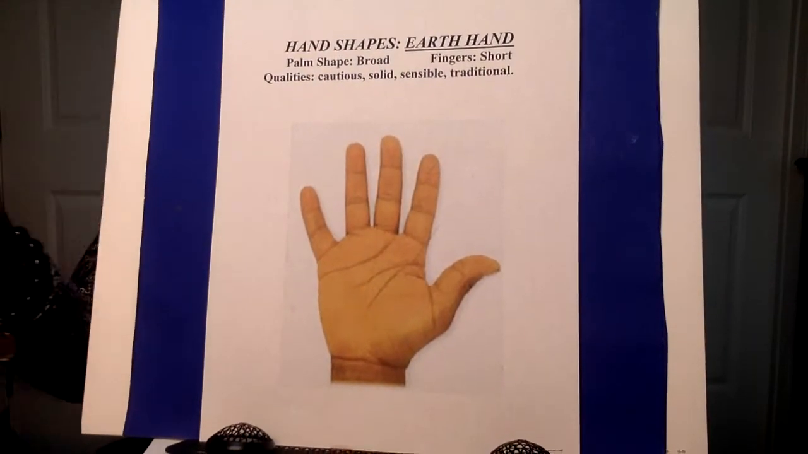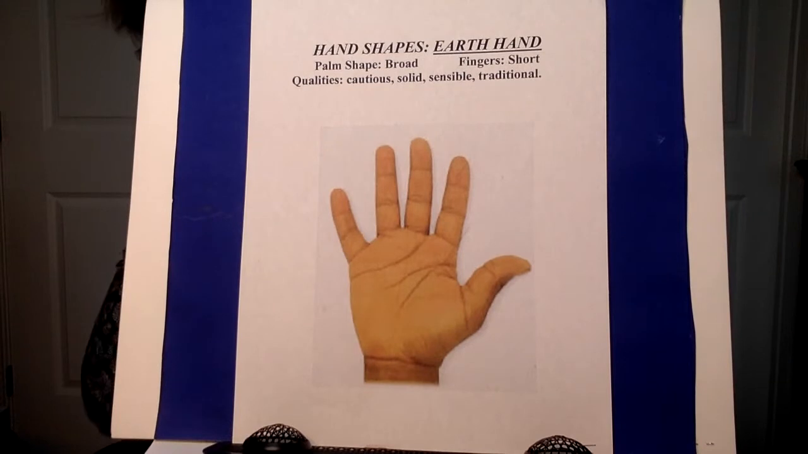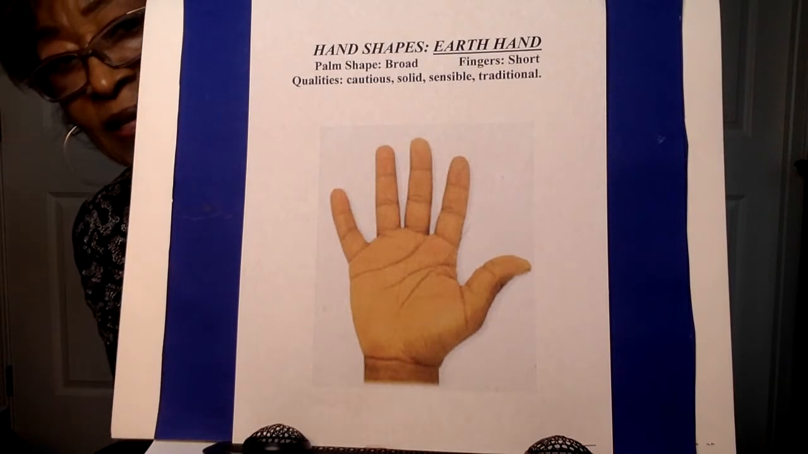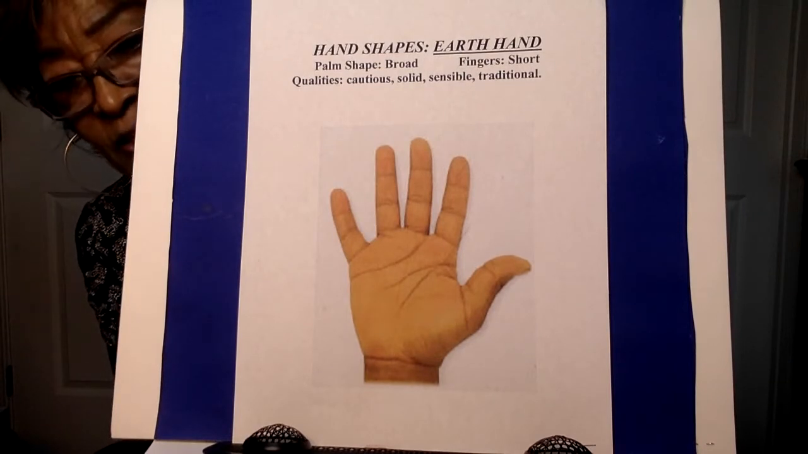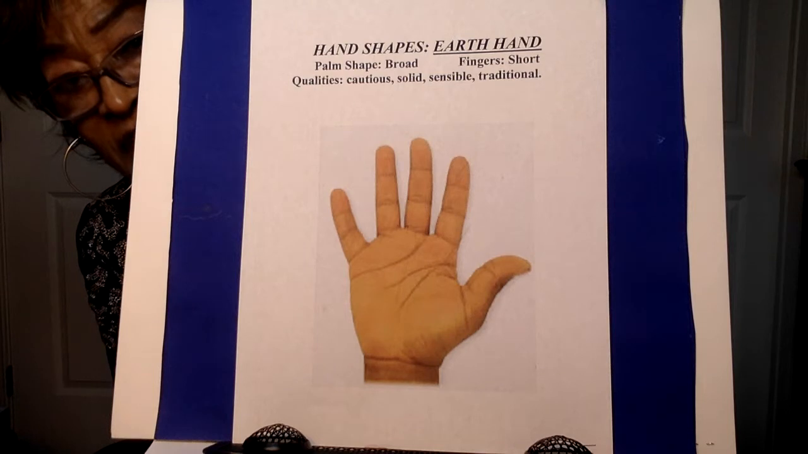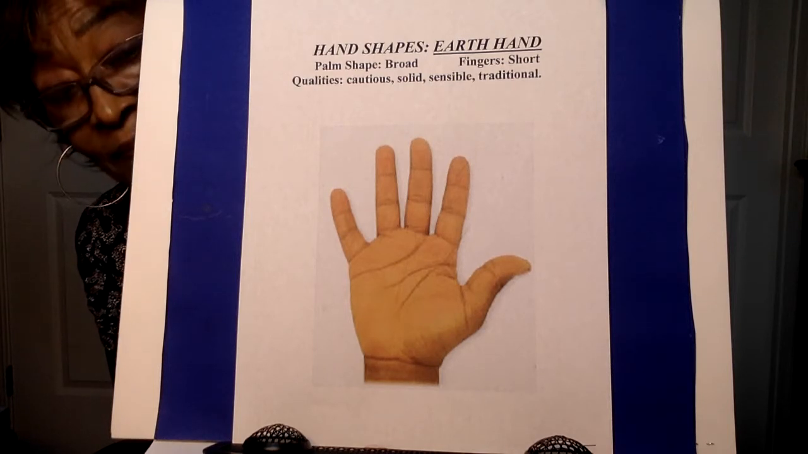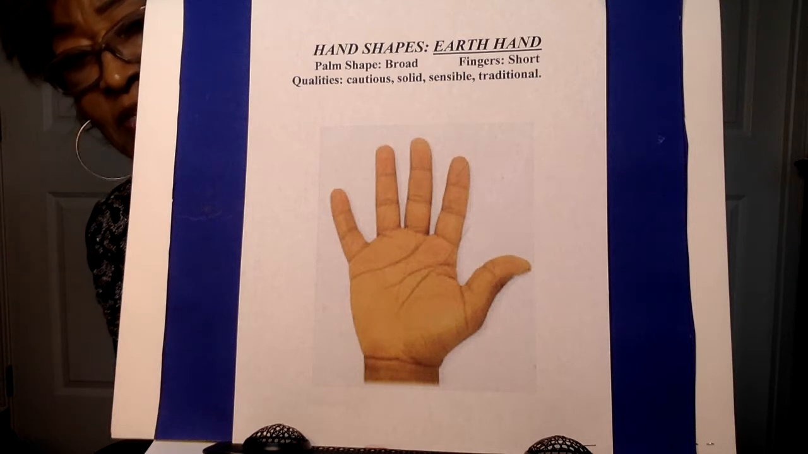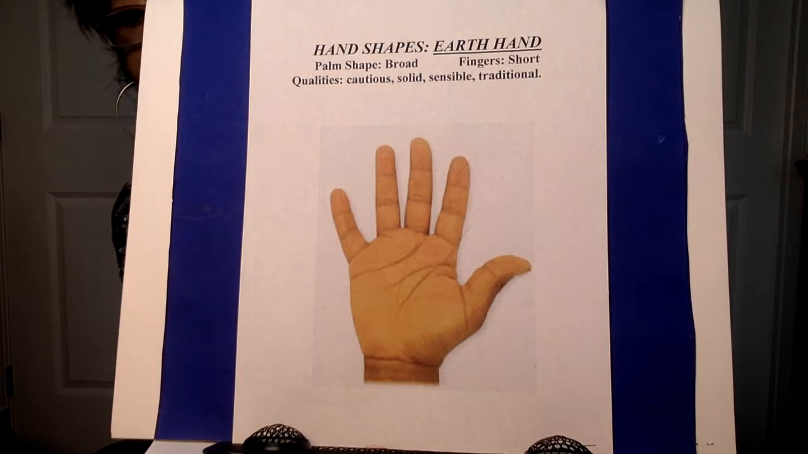Okay, hand shapes. You're looking at the earth hand, and with this one, you see that it's broad. So we can assume now that this palm is square. These two terms are used interchangeably. The fingers are short, or they are shorter than the palm. Some of the characteristics, their qualities: cautious, solid, sensible, and traditional.